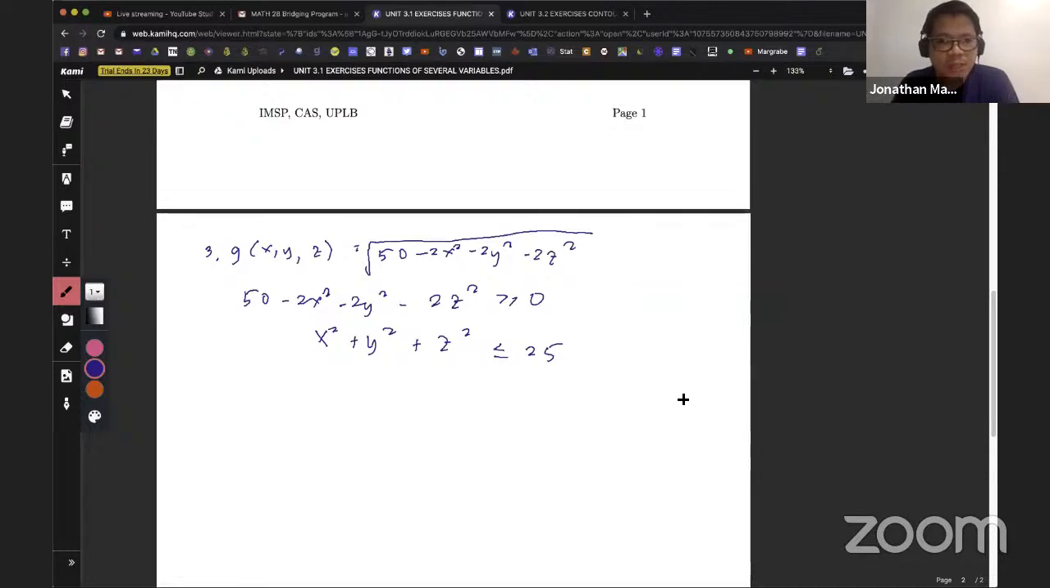Okay. So our basis in order to determine that is the equation defined by x squared plus y squared plus z squared equals 25. Okay. What is the graph of x squared plus y squared plus z squared equals 25 in 3D? The graph is a sphere of radius 5 units. Okay, very good.